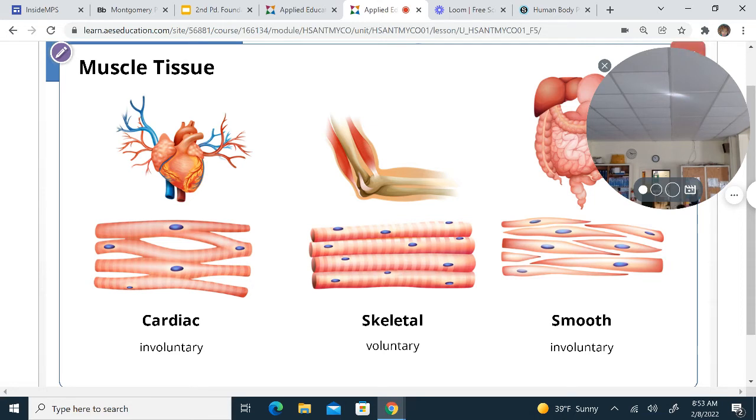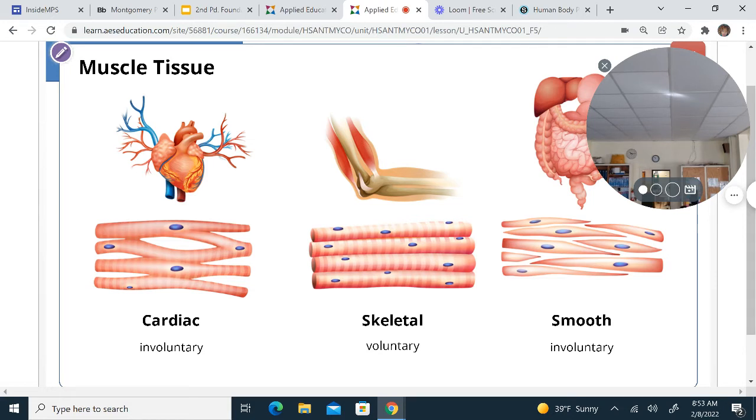All right, so you have different types of muscle tissue. You have cardiac, skeletal, and smooth. Skeletal is voluntary. That means your brain is telling it to move. Then you have your cardiac, and smooth is involuntary, meaning it moves by itself.